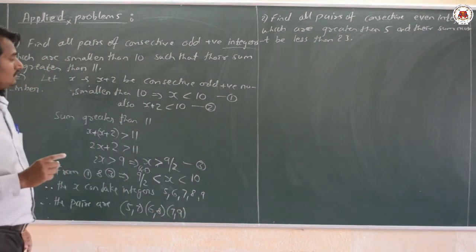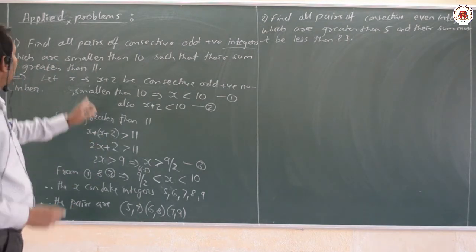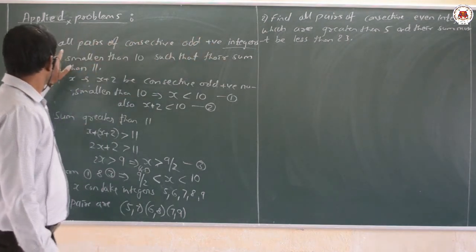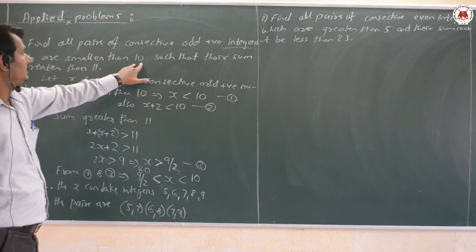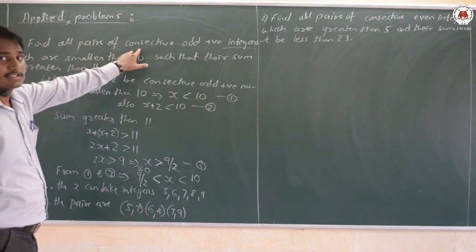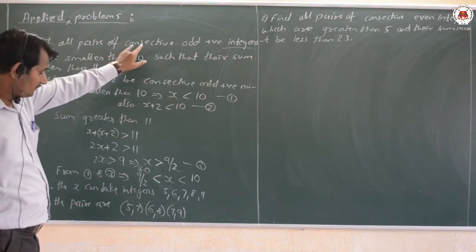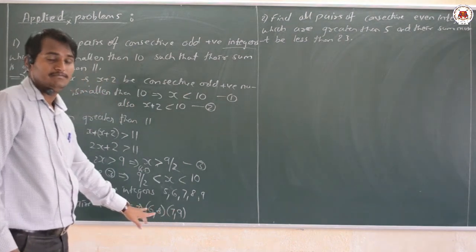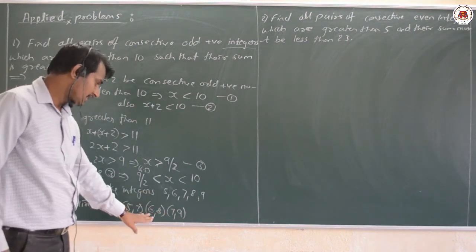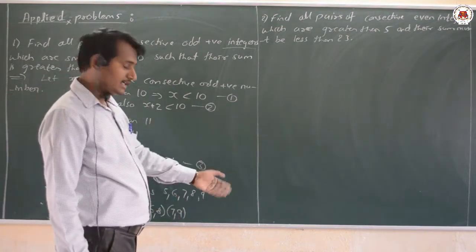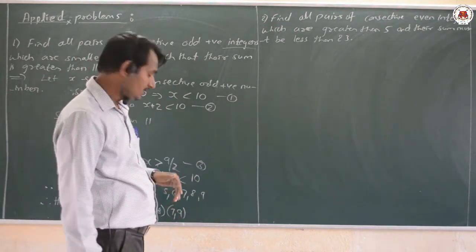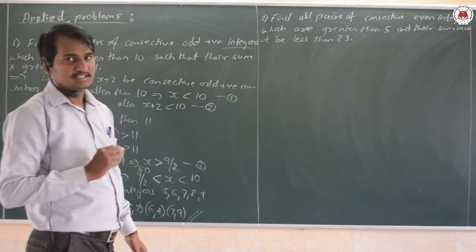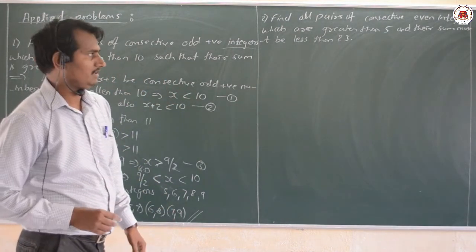Now dear students, why can't we take 8? Because we need all pairs of consecutive positive integers which are smaller than 10. That means the x value, or the pair of integers' value, should be smaller than 10. Therefore that is our required result. We can't write 8, 10 and 9, 11 as pairs here. Very simple and easy one.